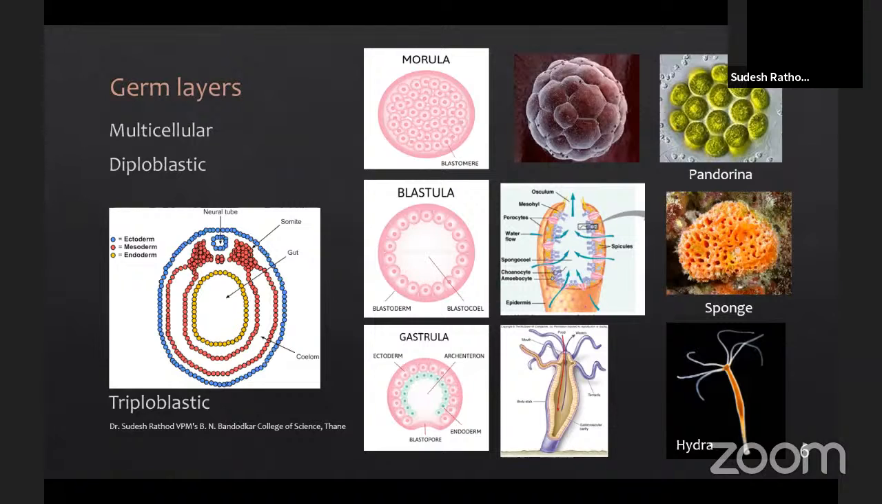And that is where taxonomy works. Why are we referring to these germ layers? Because they show you this particular phylum's characteristic. Okay.